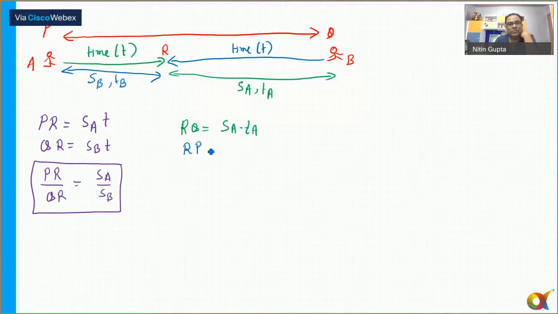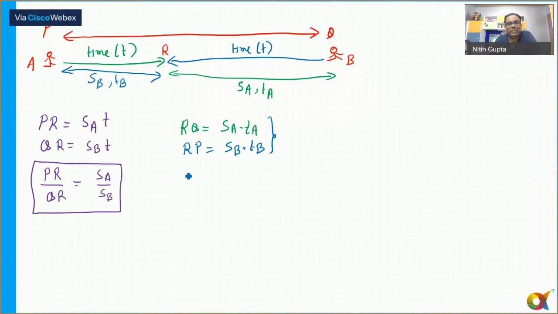So from here I can find the distance RP. What is RP? RP is nothing but speed of B into time taken by B. All right. Now, again, divide these two equations.